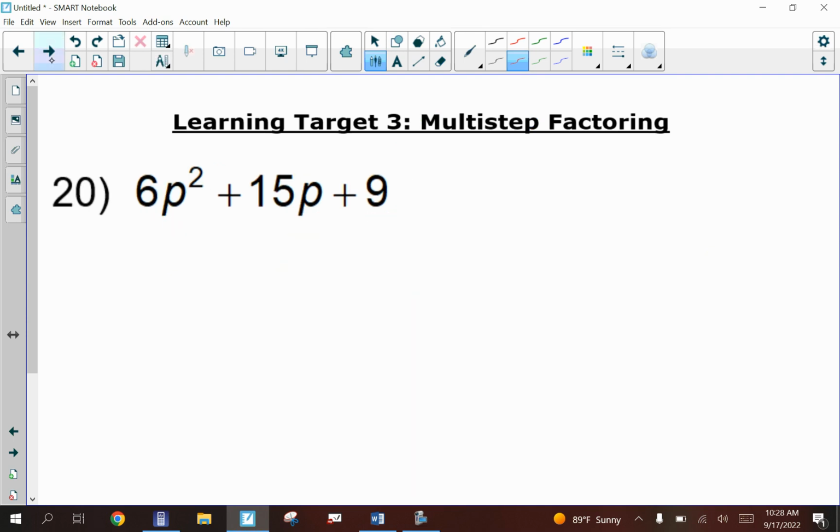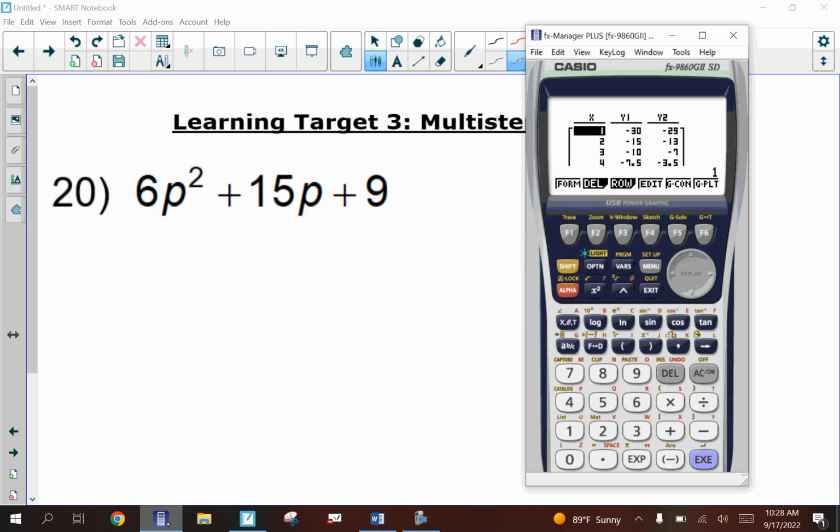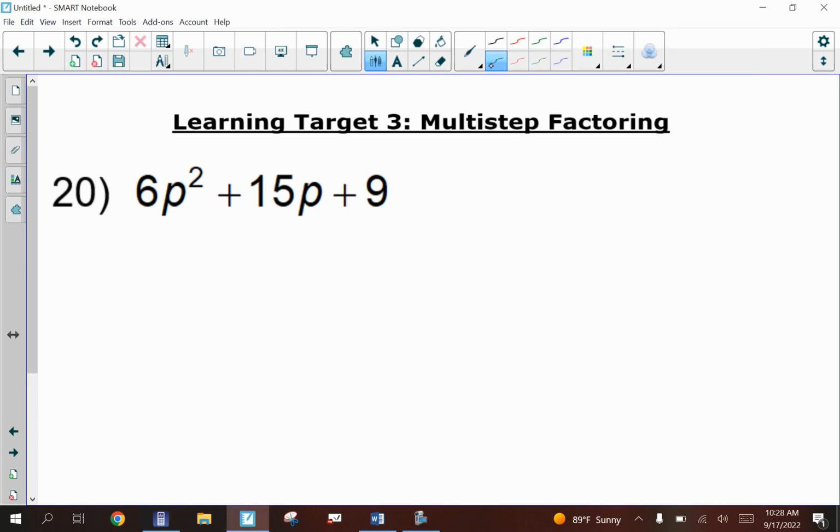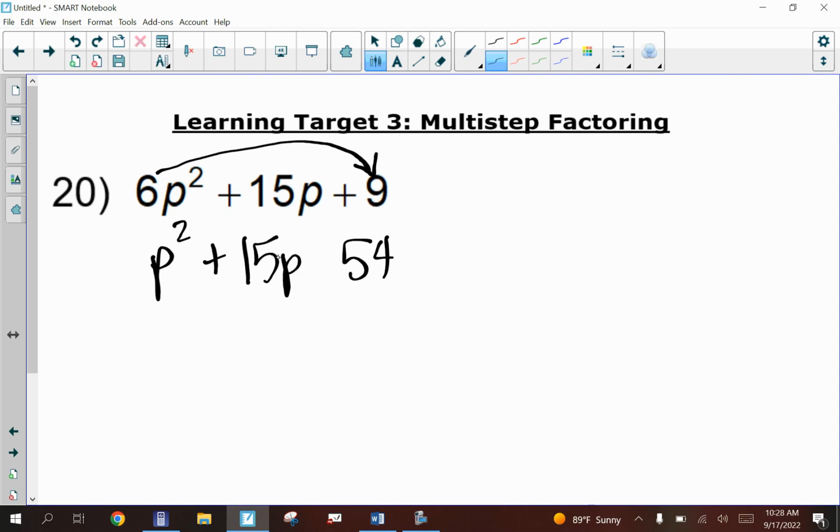Okay, next question. We've got number 6. There's another ABC question. So this is going to be a lot of calculator work. So let me go back. Now this one is a complex ABC. So before I type anything in the calculator, I need to absorb this 6 into this 9. So 9 times 6 ends up being 54. So this is going to be our new problem. So it's p squared plus 15p, and then we have this positive 54.